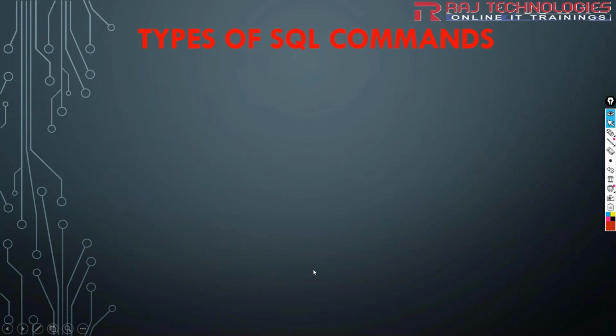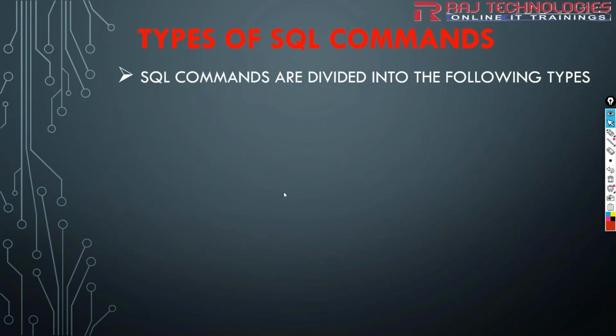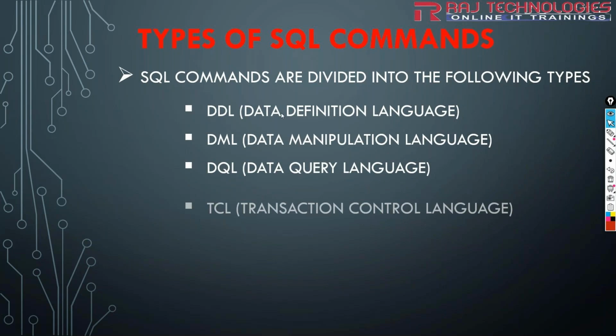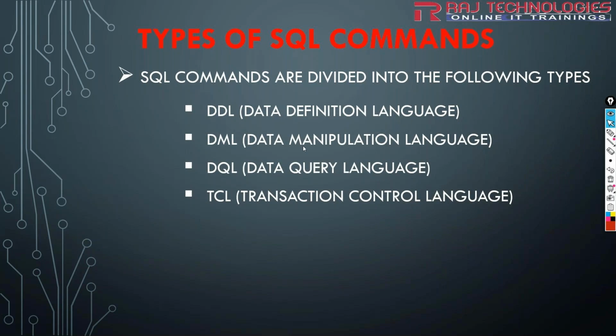So we have different types of SQL commands. The SQL commands are divided into the following types: DDL commands, DDL stands for data definition language. DML commands, data manipulation language. DQL, data query language. TCL, transaction control language, and DCL, data control language. So these are the different types of SQL commands we have.